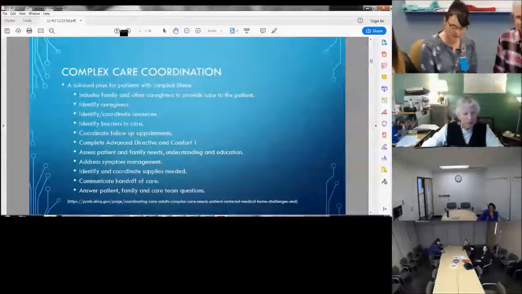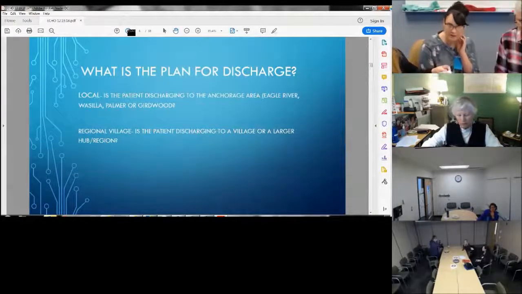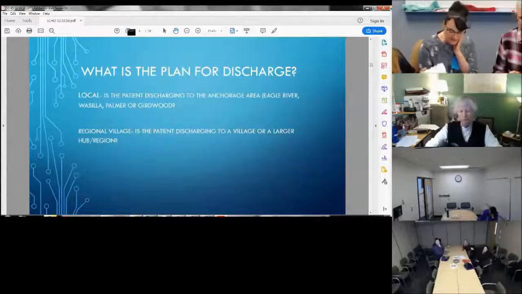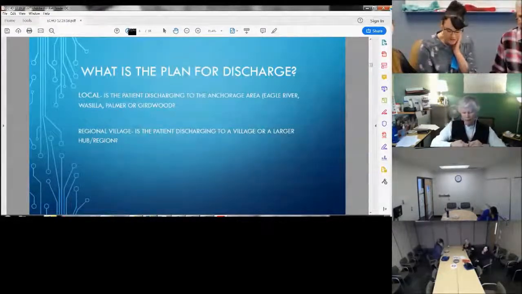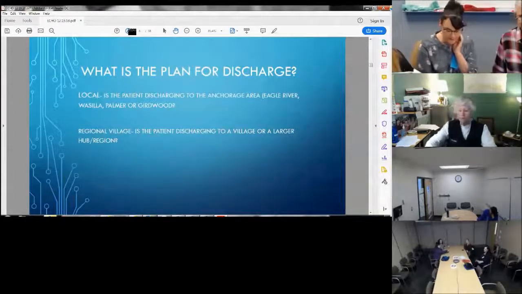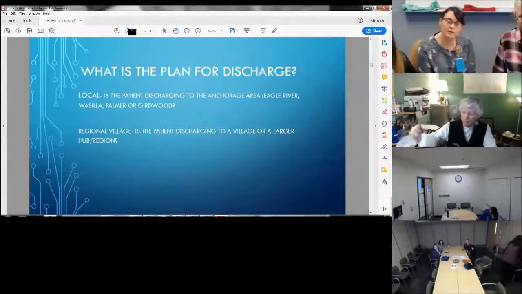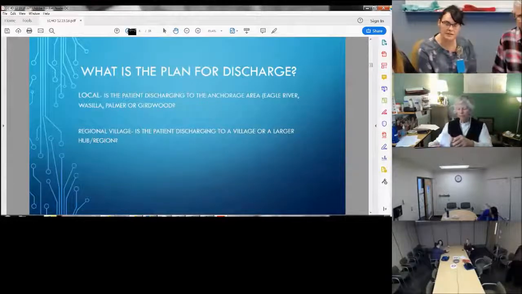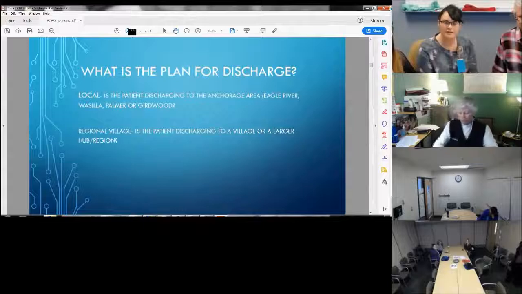The next slide talks about what is the plan for discharge. Some of our considerations for planning for discharge is, is the patient local? Are they discharging to Anchorage, Eagle River, Wasilla, Palmer, or Girdwood? Is it a regional village? Is it a larger village or a hub community? Those are some really important considerations when thinking about discharging patients home. Next slide.